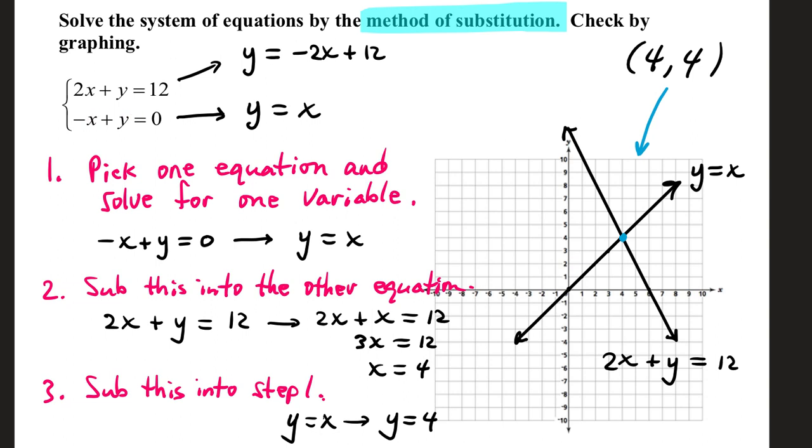And just as a reminder, the top equation, if we isolate y, is y equals negative 2x plus 12. And in the second equation, y is equal to x. The top equation has a y-intercept of 12 and a slope of negative 2. That's this line. Y equals x has a slope of 1 and a y-intercept of 0. That's this line. And sure enough, they intersect at the point (4, 4).